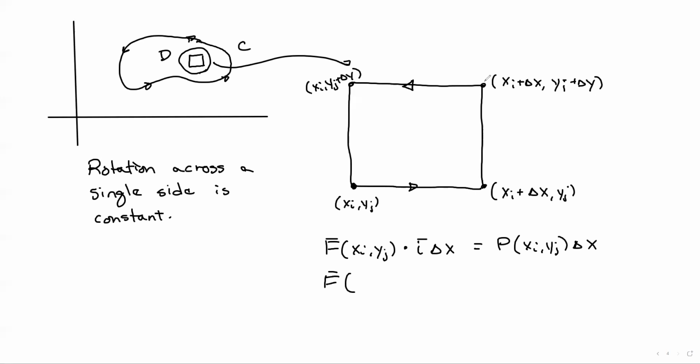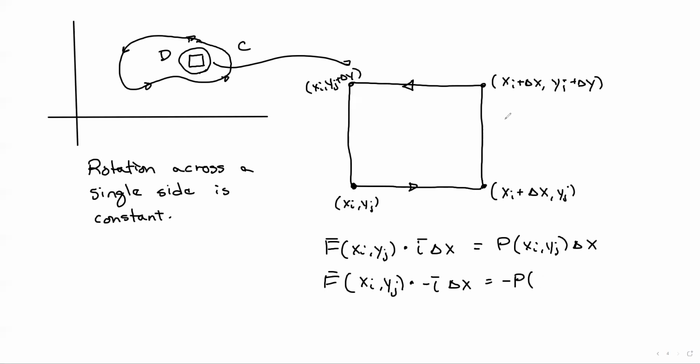I'm going to pick whichever side is more useful for doing a calculation in the future. And the side that's going to be more useful is going to be this side. So this is the side that we want. So we're going to go through and say that (x sub i, y sub j) dotted with, now this time instead of i, which would be the amount of rotation going to the right, we want this going to the left. So we're going to do negative i. And we still have change in x, the length of this piece. And if you go through and do the calculation here, you're going to get negative p.